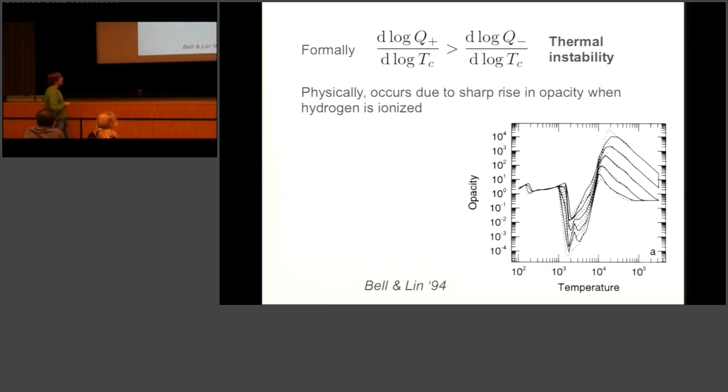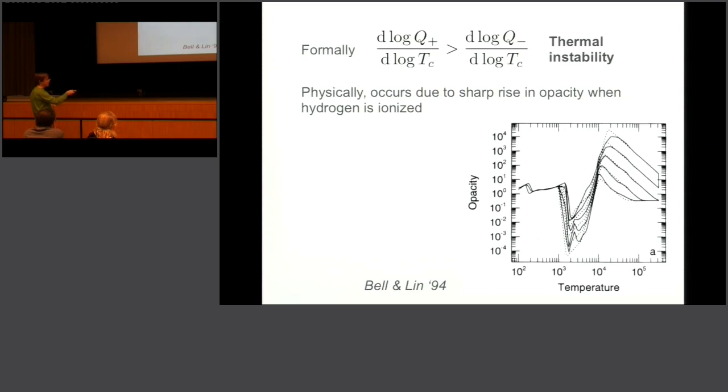Now, more formally, you can ask when do you get that kind of runaway, and this would be the normal condition for it: if the logarithmic derivative of the heating rate with respect to the central temperature exceeds the logarithmic derivative of the cooling rate with respect to the temperature, you will get this thermal instability to take place. Now, physically, where this takes place is when the hydrogen becomes ionized and there's a very rapid rise in the opacity. So here's a standard simplified model for the opacity by Bell and Lin. So this is temperature, and this is the Rosseland mean opacity.